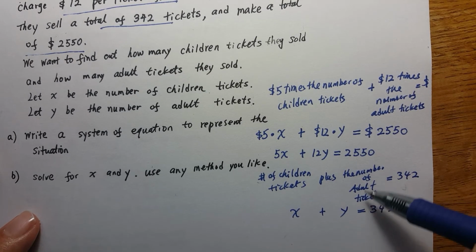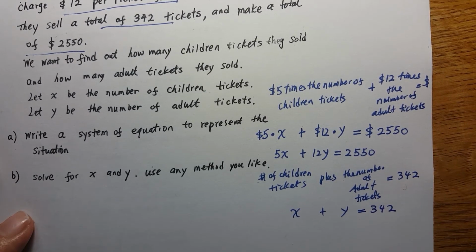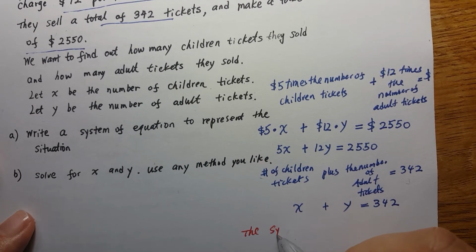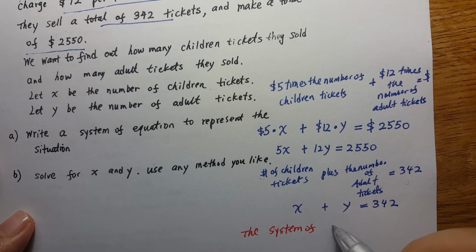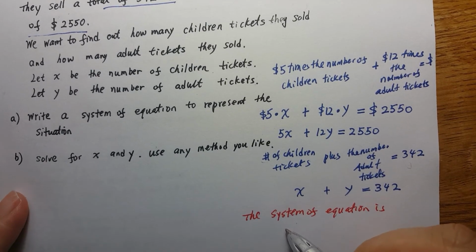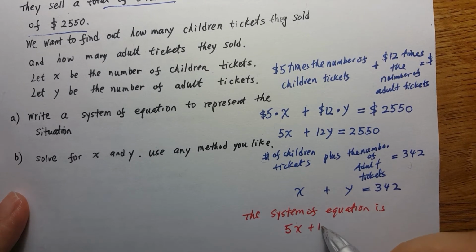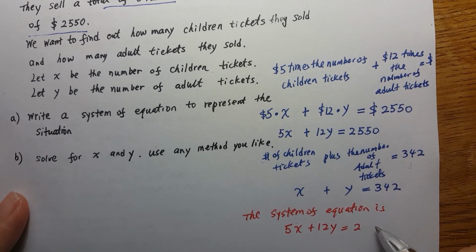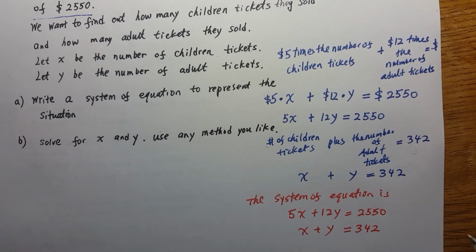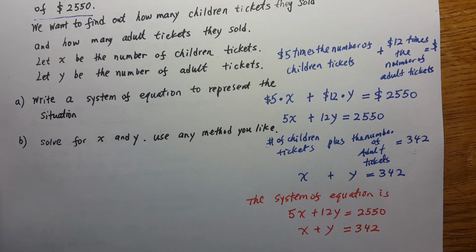Now we get the two equations. So now the system of equations is 5X plus 12Y equal to 2,550. That's for the money. X plus Y equal to 342 for the number of tickets. So now we finished part A.